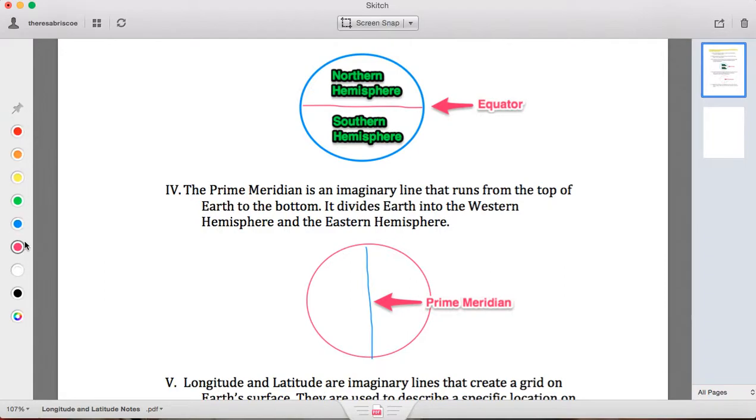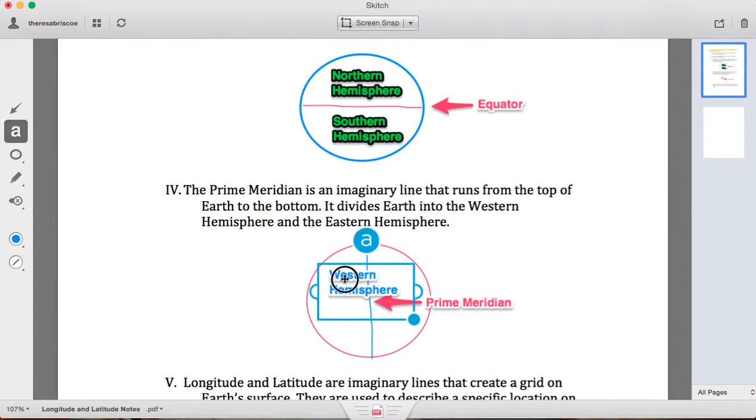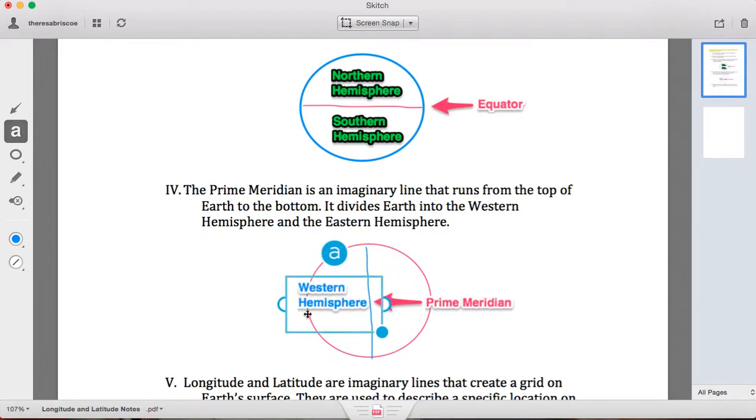And I can go ahead and change my typing. Let's go ahead and write our hemispheres. So this is going to be our western hemisphere. Spread it out a little bit. So our western hemisphere is on the west side, and we're also going to have our eastern hemisphere.